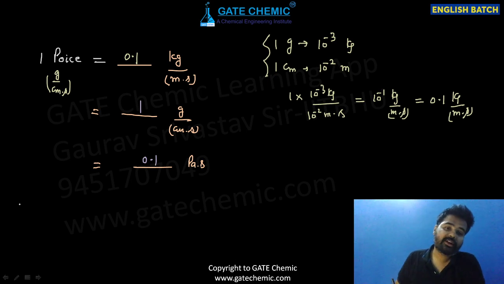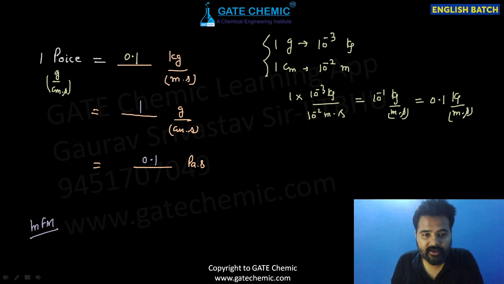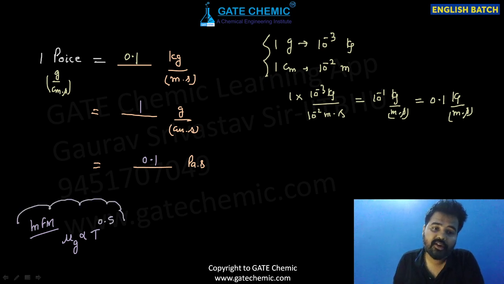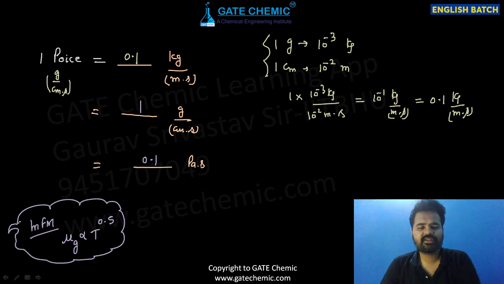And one more thing, beta, in fluid mechanics you will learn that the viscosity of gases is proportional to temperature to the power 0.5, that means the square root of temperature. The derivation is also present in your fluid mechanics. I just wrote it here so that you can remember it and recall it in future.